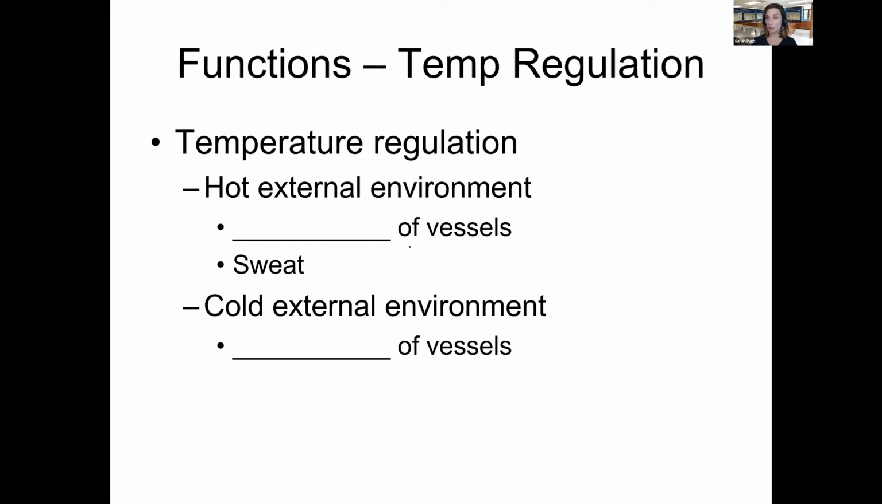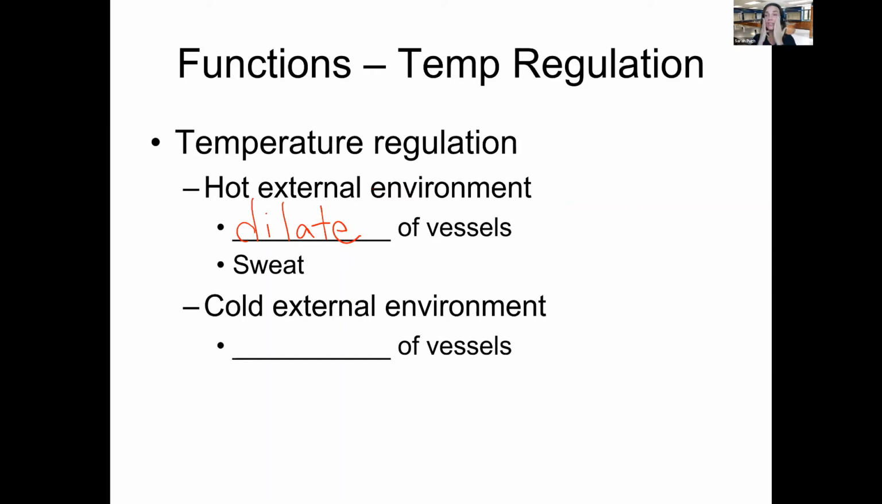Now, another big function of our skin is that it can regulate your temperature. And it does this by constricting or dilating the blood vessels in your skin. So when it's really hot outside, your blood vessels will dilate. So when a vessel dilates, it means it gets nice and big. And so when the blood vessels on the surface of your skin dilate, a lot of times your skin will get warm to the touch.